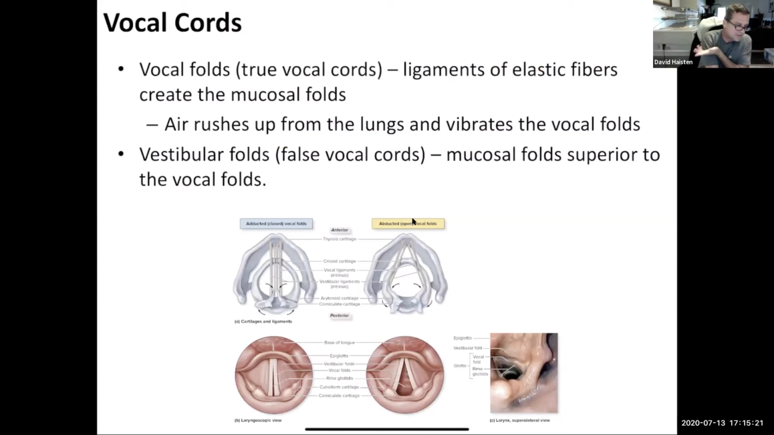So what do you want to take away from this? All this level of detail right here. Your vocal folds can be closed or open. And the vocal folds are your true vocal folds. And then you have the vestibular folds above them, the fake vocal folds. You can see vestibular fold right there. And here's your true vocal folds.